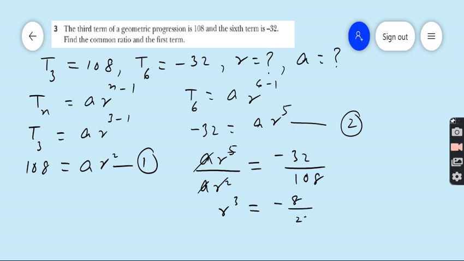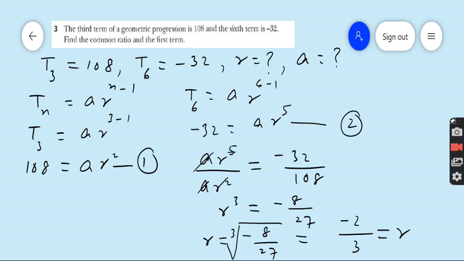So if we take the cube root of both sides, R is equal to the cube root of minus 8 upon 27. The cube root of minus 8 is minus 2 and the cube root of 27 is 3. Hence the value of R is minus 2 upon 3.